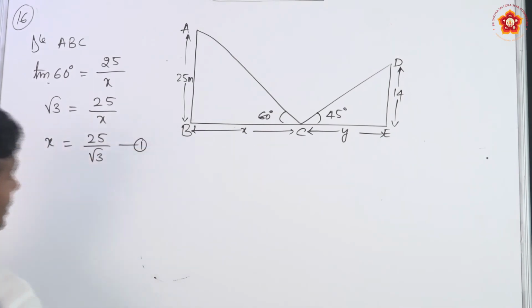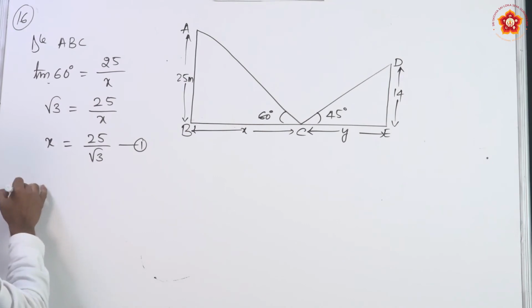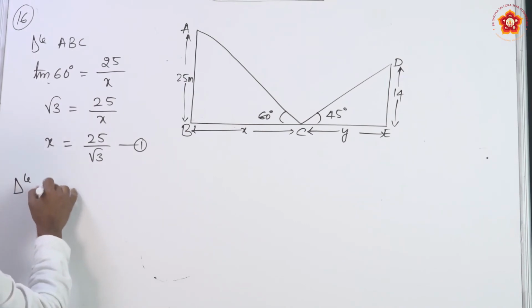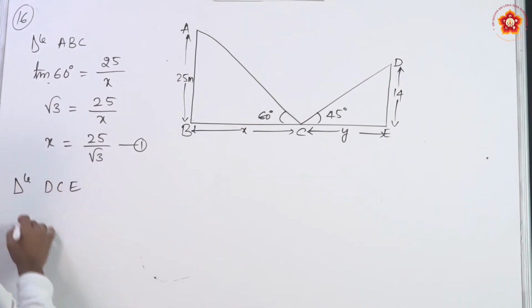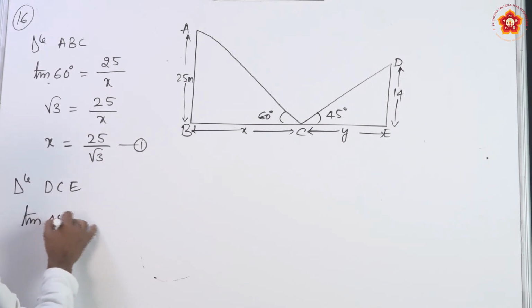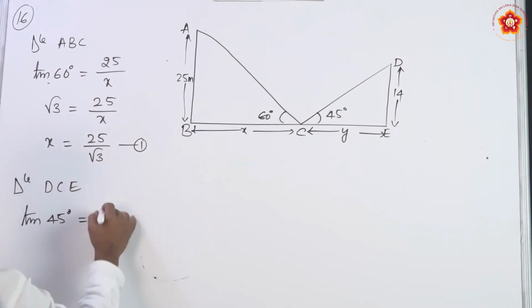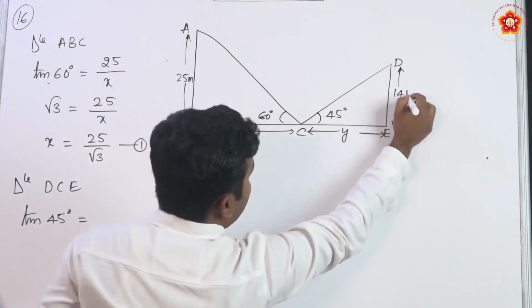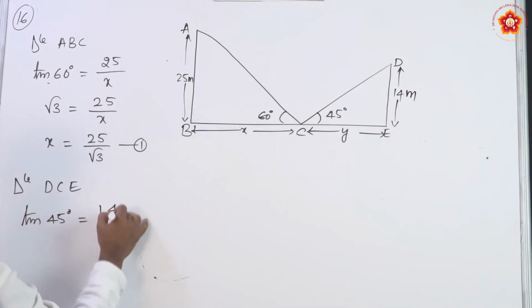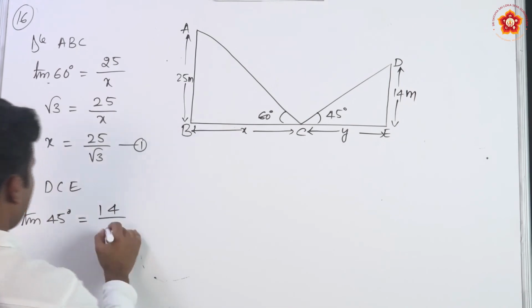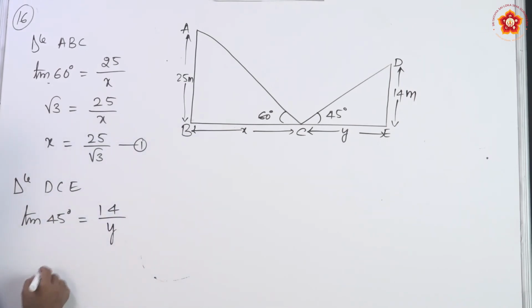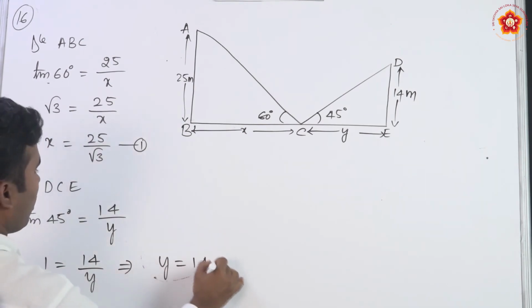Similarly, you can define tan 45 degree from the triangle DCE. So, what is that? Tan 45 degree is equal to opposite by adjacent: opposite is 14 meters, adjacent is y. Here we know that tan 45 degree is 1. So, that is 14 by y. This implies y is equal to 14.